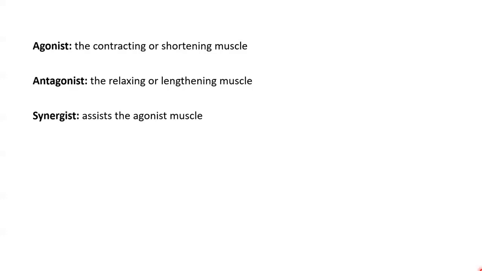Next, we have the synergist muscle, and this is a muscle that assists the agonist muscle. So it moves the joint in the same direction. It's contracting or shortening, but it's not the prime mover. So it's not doing the bulk of the work or producing the most amount of force. So once more, in a bicep curl, this might be the brachialis muscle, or the muscle that runs alongside or next to the biceps brachii.